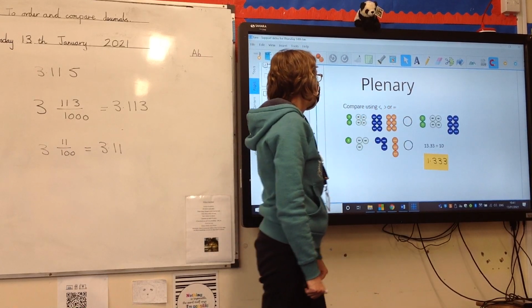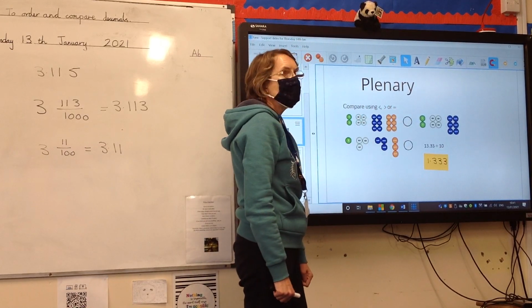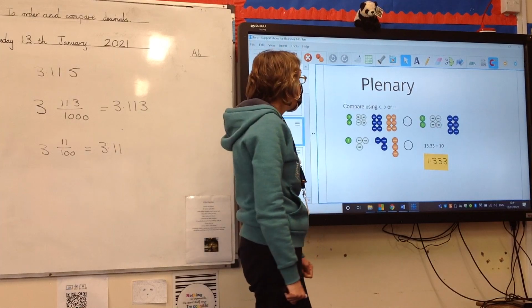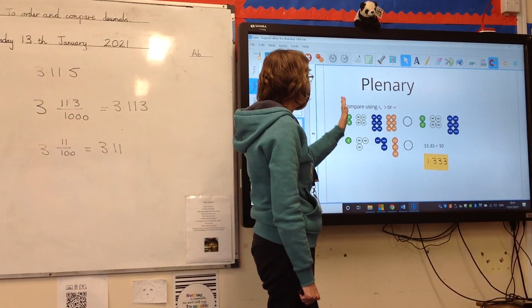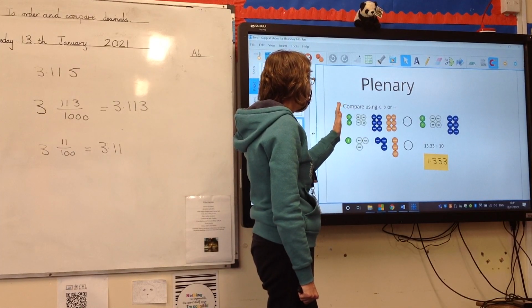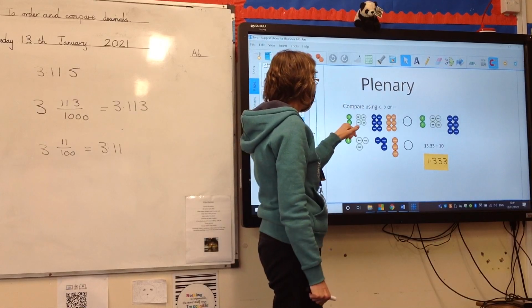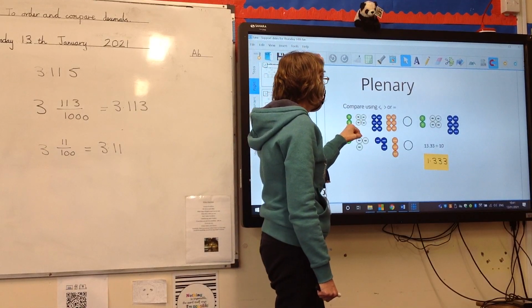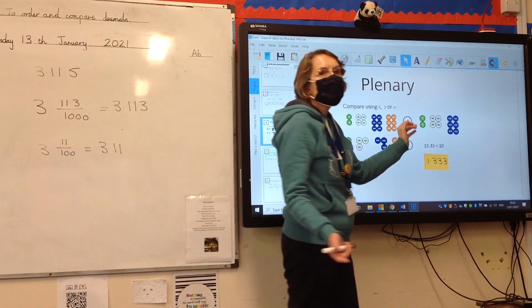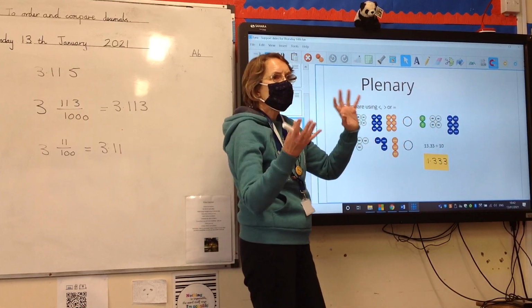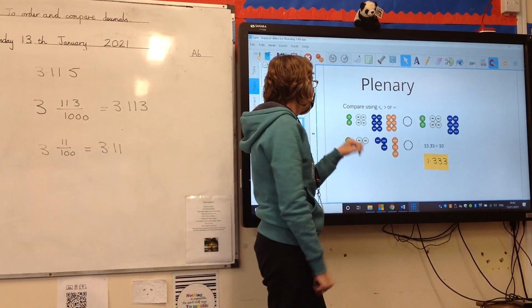Greater than or equal to. So, for the first one, remember our golden rule, we check the digits in front of the decimal point first. We haven't got anything in any columns other than the one column. Got 2 ones there, 2 ones there. They're the same. So we can't say which one is the biggest because they're the same.